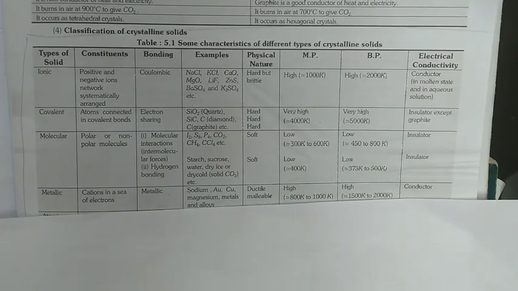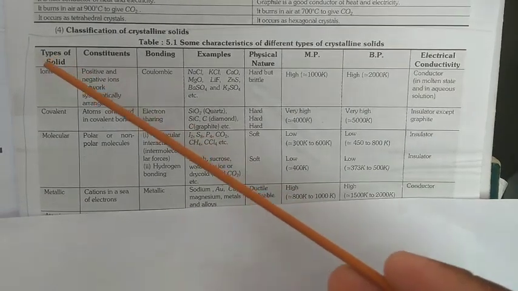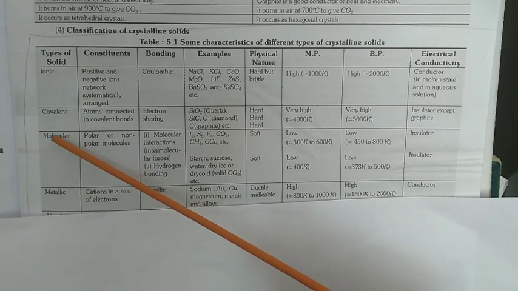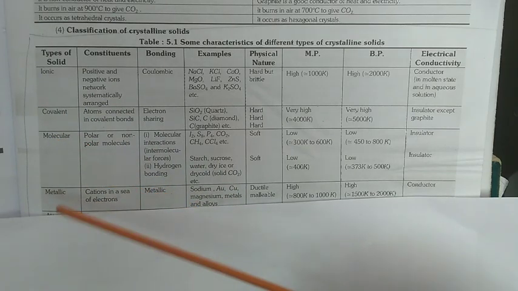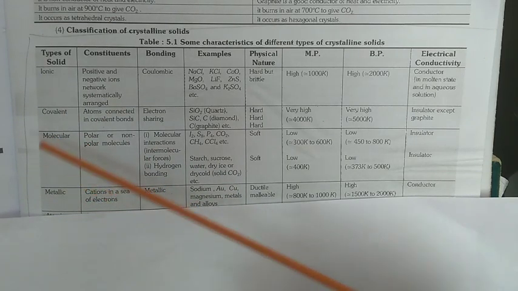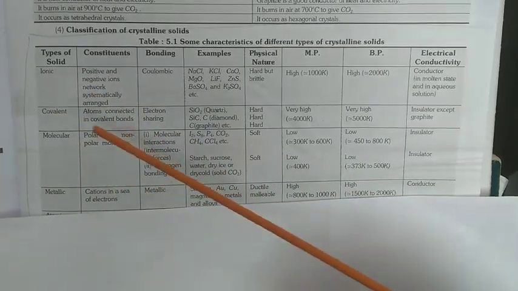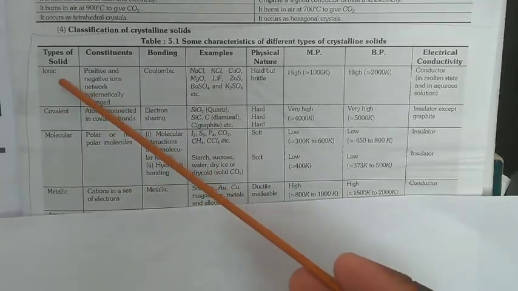Now, the classification of a solid based on the constituent particle and the intermolecular force of attraction. Based on these two things, solids are classified into many types, namely ionic solids, covalent solids, molecular solids, and metallic solids. Let us discuss them one by one. First, let us take the ionic solids.